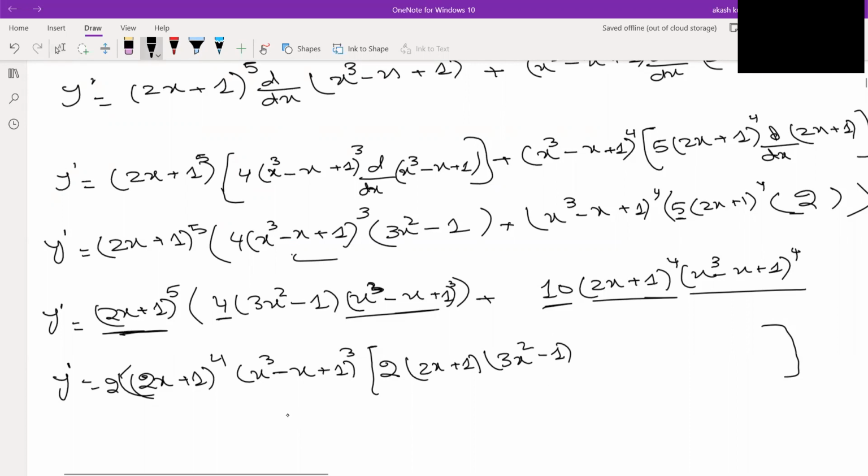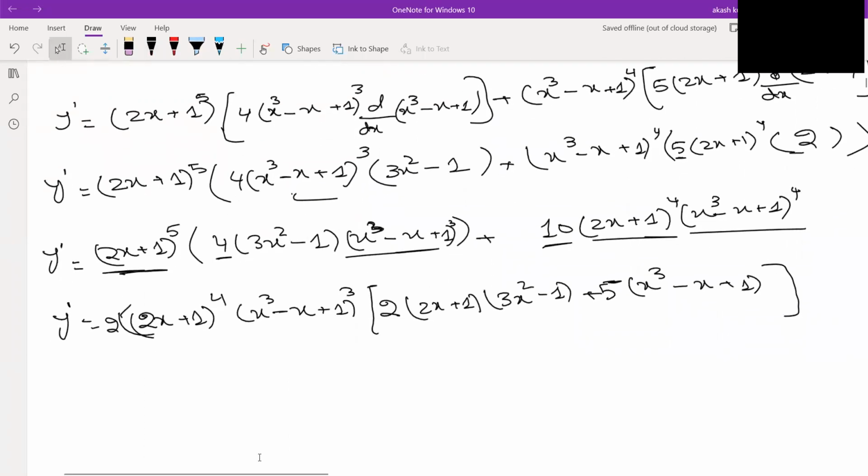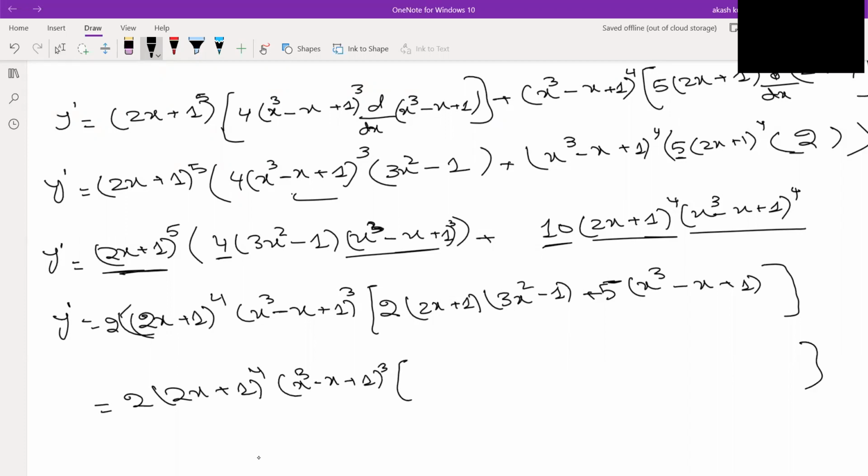Then there's a plus sign. 2 goes into 10 by 5 times. And they have taken 2x plus 1 power 4 common. And inside is left x cube minus x plus 1 only. Is it clear? Okay. Now just simplifying inside: 2x plus 1 power 4, x cube minus x plus 1 whole power 3. Simplifying it, 2 times 3 is 6x cube plus 3x square minus 2x minus 1.